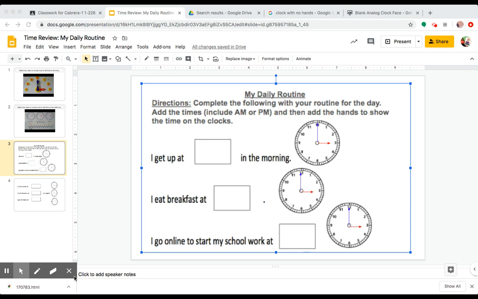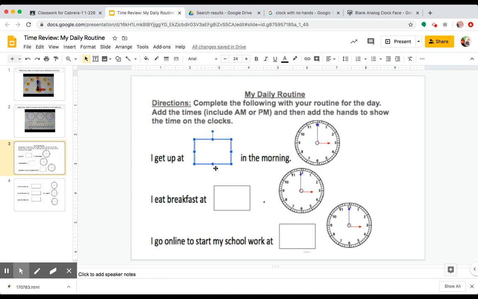Hi, 226. So for this part of the daily routine, you have to make sure that you type in first the time for each routine, and then you're gonna actually move the hands on the clock. So let's say, Ms. Cabrera, I get up so I'm gonna click on the box.